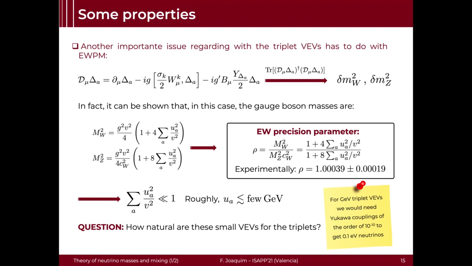Okay, so the question now is: is it natural for neutrino masses to have, for instance, the VEV of these triplets of the order of a few GeV?